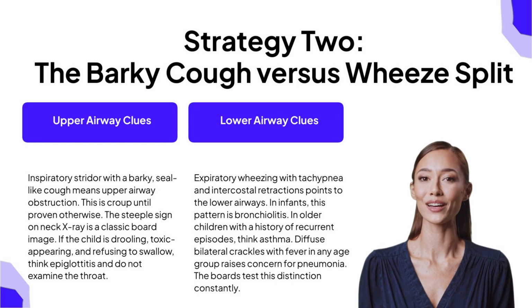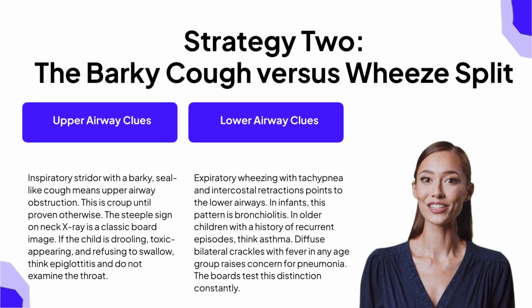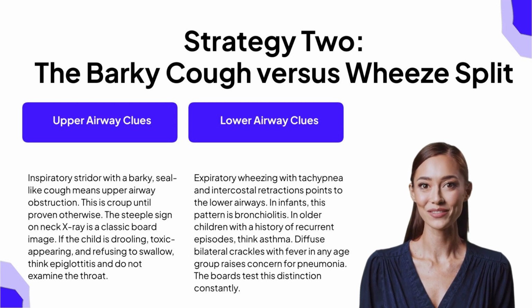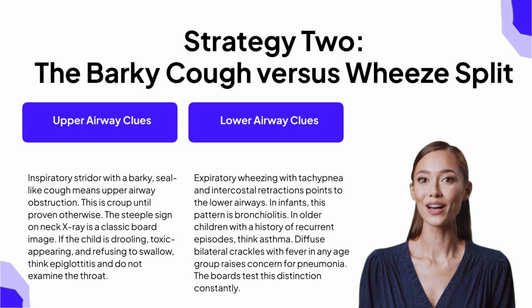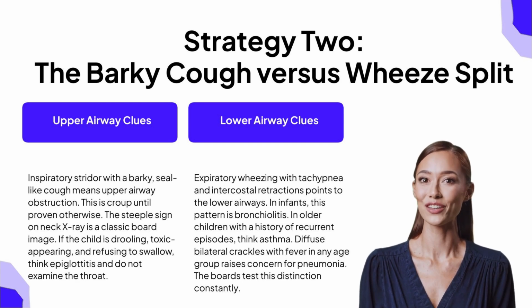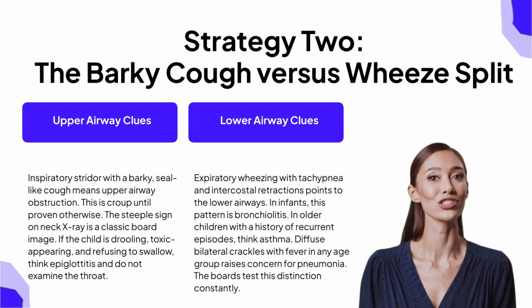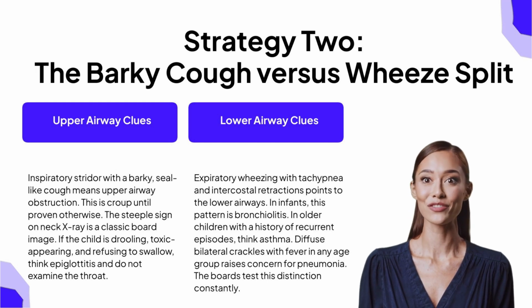Strategy 2 is the barky cough versus wheeze split. This is one of the most reliable shortcuts on the exam. When the question stem describes inspiratory stridor with a barky seal-like cough, you are looking at upper airway obstruction. This is croup until proven otherwise. If the board question shows you a neck X-ray, look for the steeple sign which confirms subglottic narrowing.